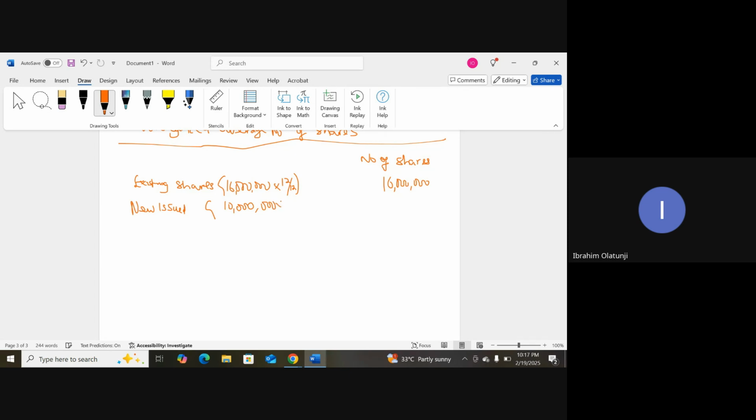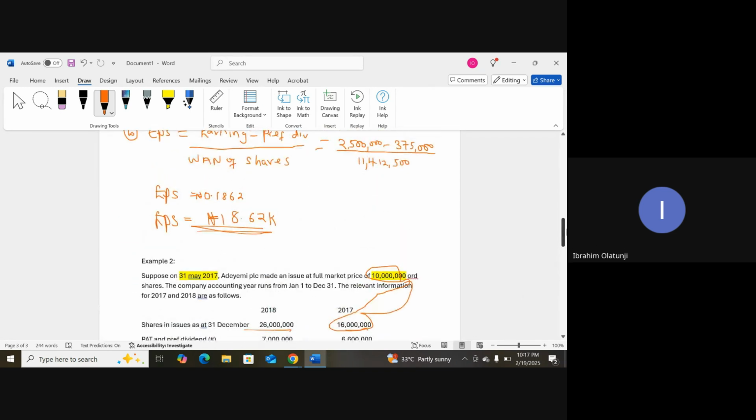So multiply by how many months? Is it not 7 months? May, June, July, August, 7 months. That is 7/12. So what do you have? Because this one is May. 58,333,333.